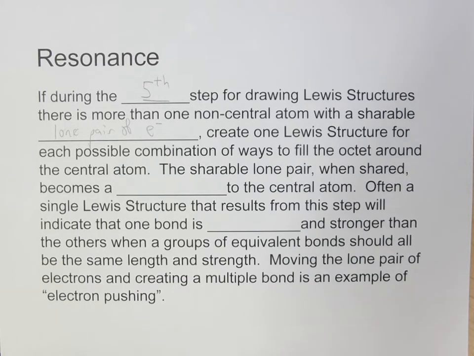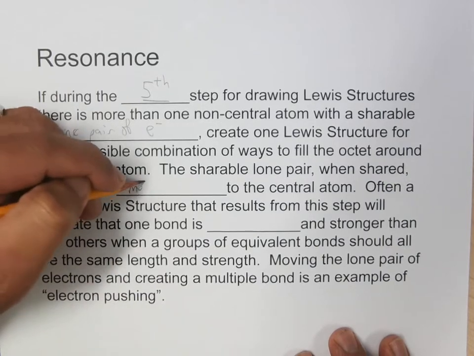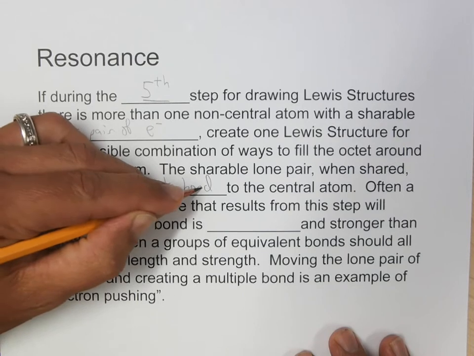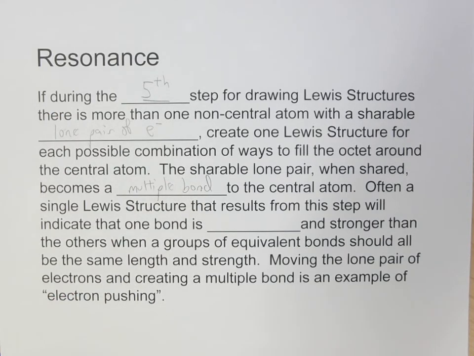But if there are many ways to do this 5th step, if there are different options on who shares with the central atom or how many times you share with the central atom, then you get one Lewis structure for each possible combination that will work out with the filled octet for the central atom. The shareable lone pair, when shared, becomes a multiple bond, or as we'll call it soon, a pi bond to the central atom.